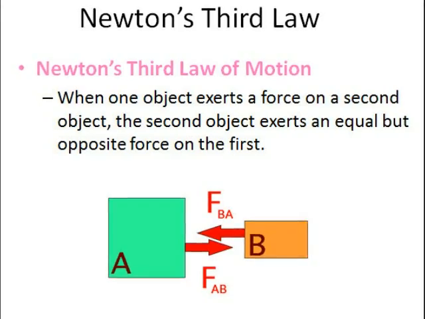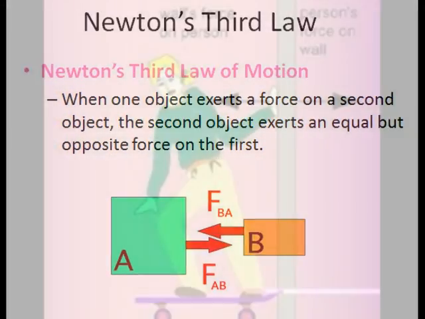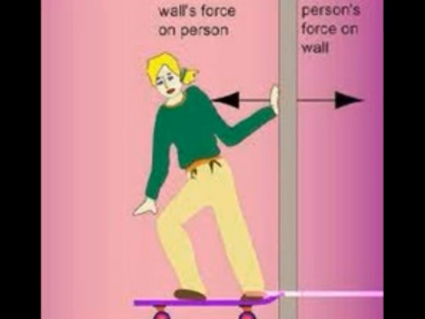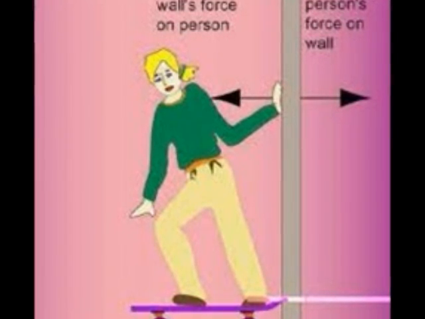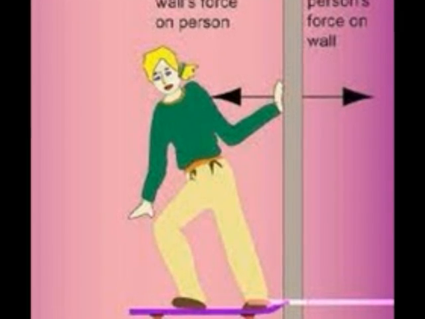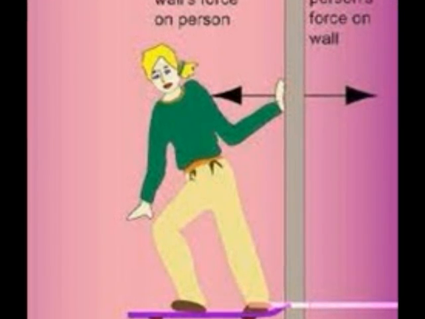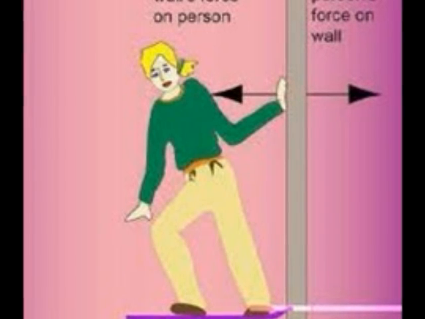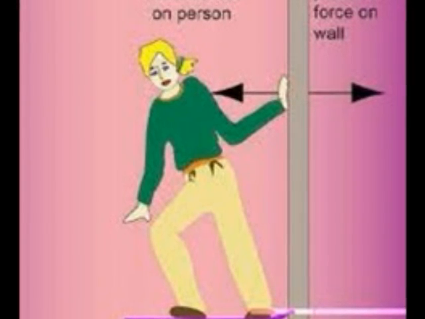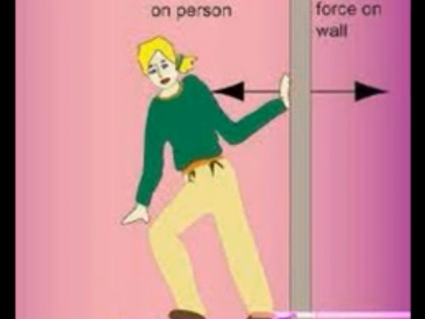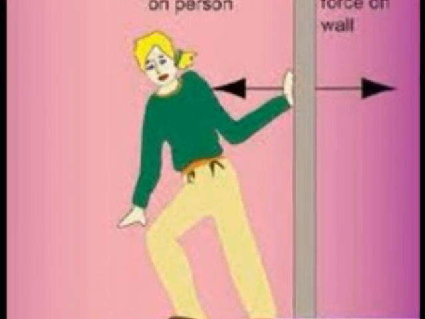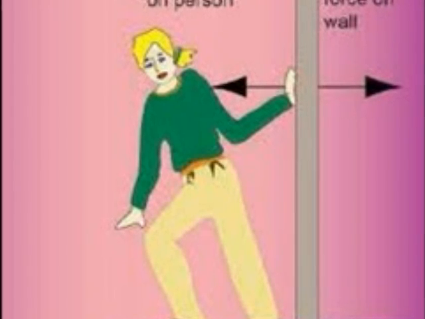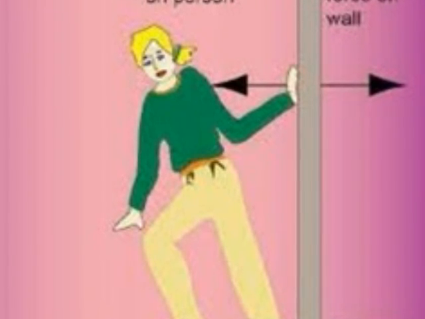This may sound so interesting. Let's look at another example. Now, in the picture, you can see that there is a lady on a skateboard and she is exerting force on the wall. The force with which the object, the wall in this case, exerts back on her is enough to move her on the skateboard. This is a clear and very defined example of Newton's third law of motion.